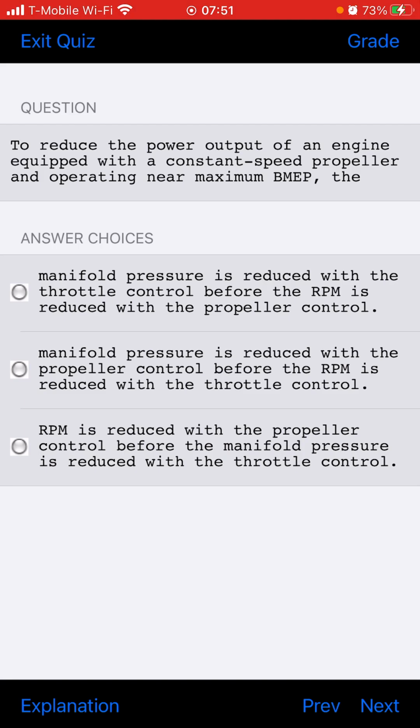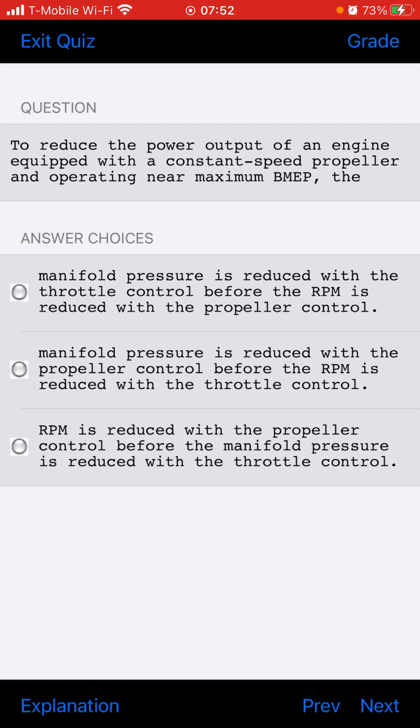What type of connecting rods are commonly found in radial engines? Master or articulated rod assemblies? Yes, correct. Master and articulated rod assemblies.